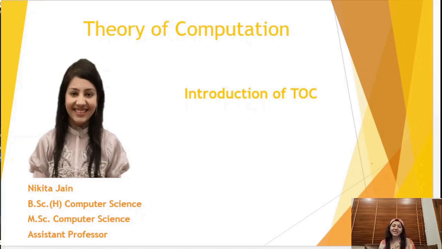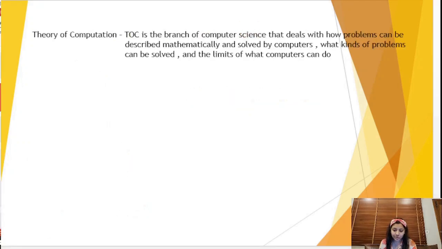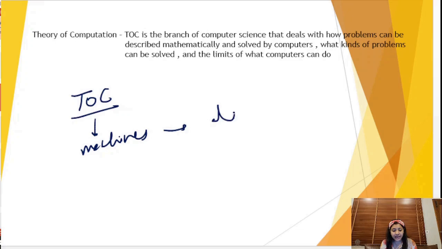So let's understand what we mean by TOC. Theory of Computation basically means it's a branch of computer science that deals with how problems can be described mathematically and solved by computers, what kinds of problems can be solved, and the limits of what computers can do. So TOC tells us how problems are solved by any machines using an algorithm and how efficiently that problem can be solved.